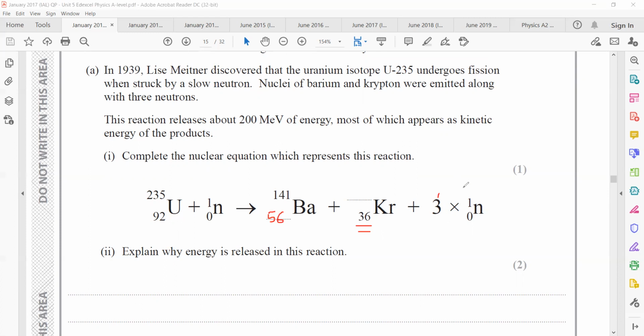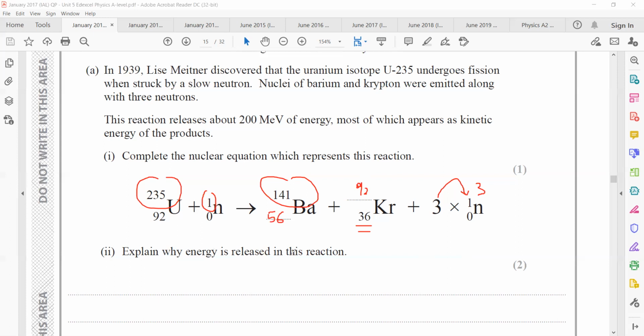And 3 neutrons are there. So 3 multiplied by 1 is equal to 3. 141 is there. So out of 235 minus 144, yeah, 236, because one more is there. So 236 minus 144 minus 3 equals 92. That's right.